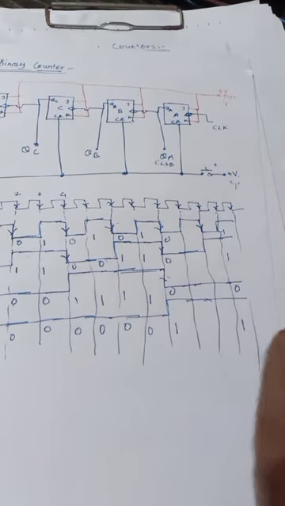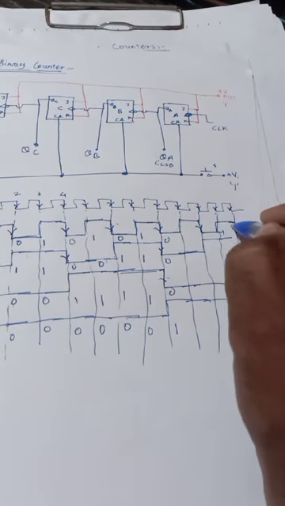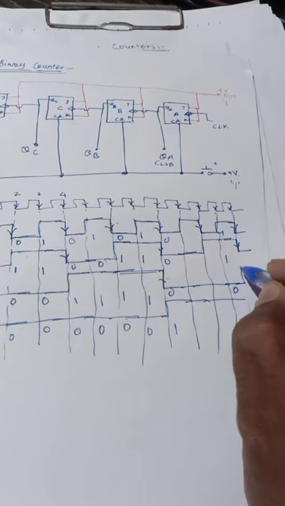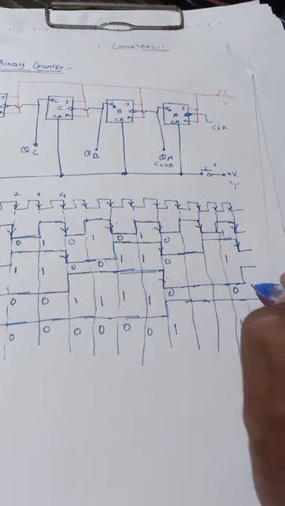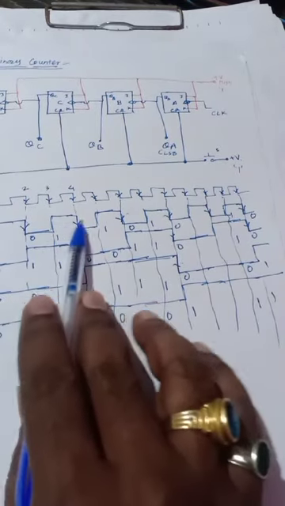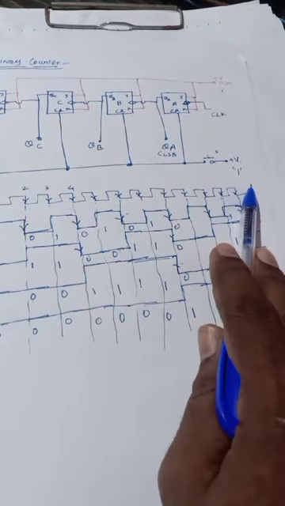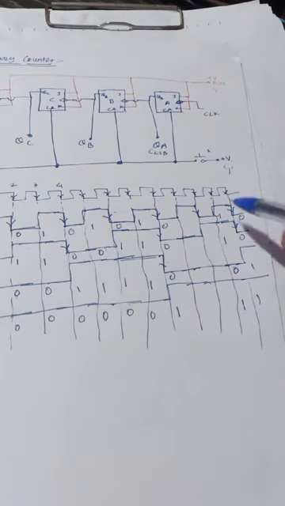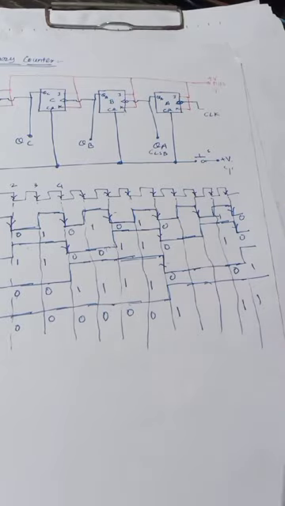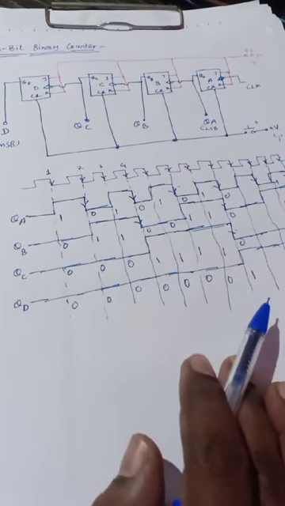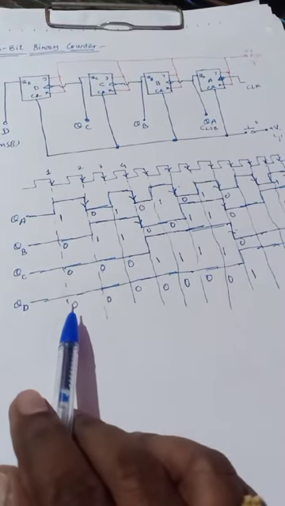Similarly, here it is falling, so it changes; 1 remains, 1 1 0 0. Like that you have to continue up to the 15th clock. When we apply the 16th clock, then again you will get all the outputs as 0 0 0 0. So this is a 4-bit counter.